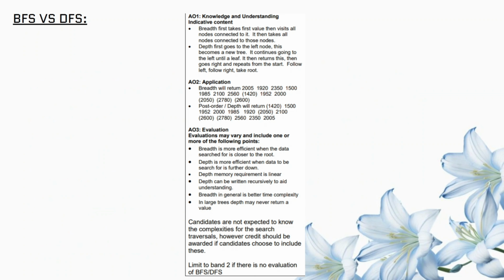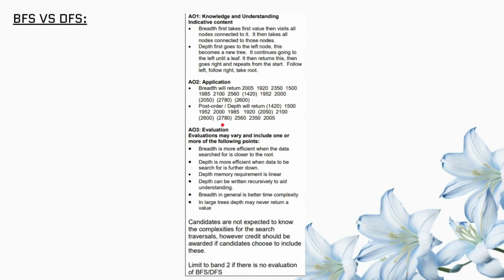So here's the mark scheme for the 9 mark I talked about. The AO1 just comes from defining the two searches, where you can just do what the traversal does and put it into words, right? Depth first goes to the left node, this becomes a new tree, it goes down left, left, left, and then it goes back up and repeats from the start and goes right, right, right, and then you take the root, right? Nice and simple. Breadth first search just sweeps through, visiting all the nodes connected to it.